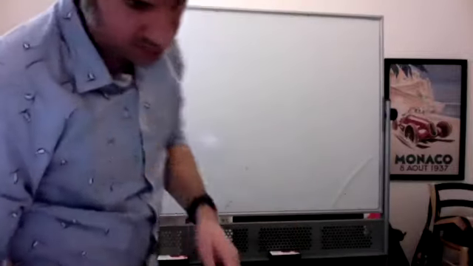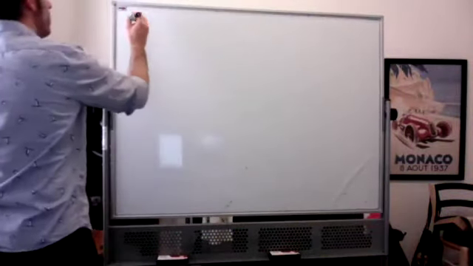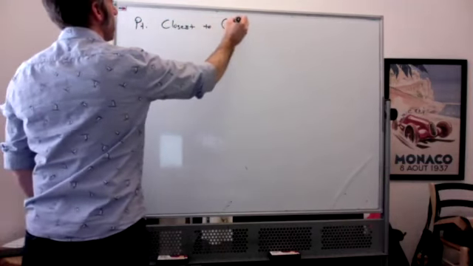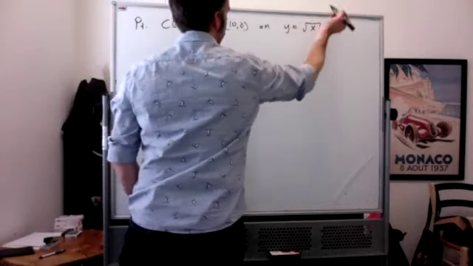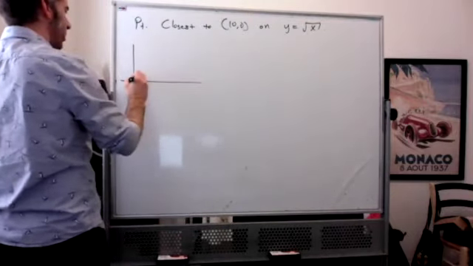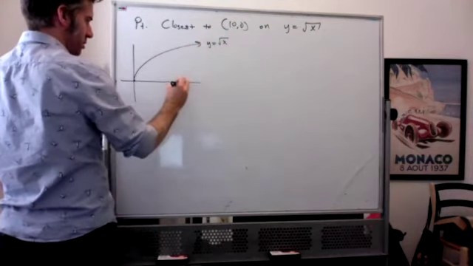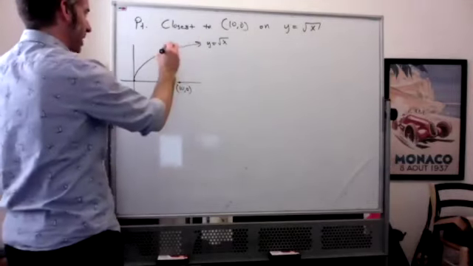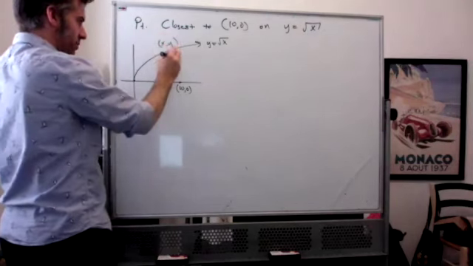So let's see here, what do I got? Find the point closest to (10, 0) on the curve y equal to the square root of x. You don't have to draw a picture here, but it's nice to draw a picture. So here's my curve, square root of x, and here's my point, (10, 0). I'm trying to find the point on the curve. I don't know what it is, so I'm just going to call it (x, y). It's closest to (10, 0).